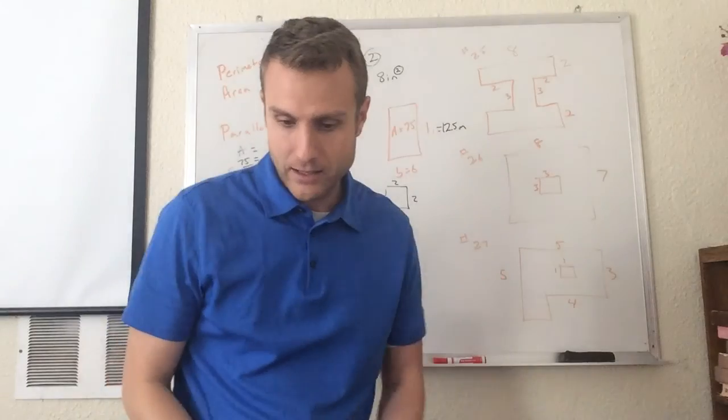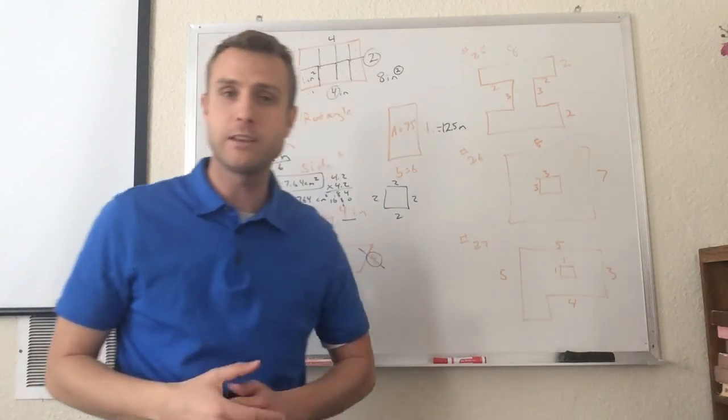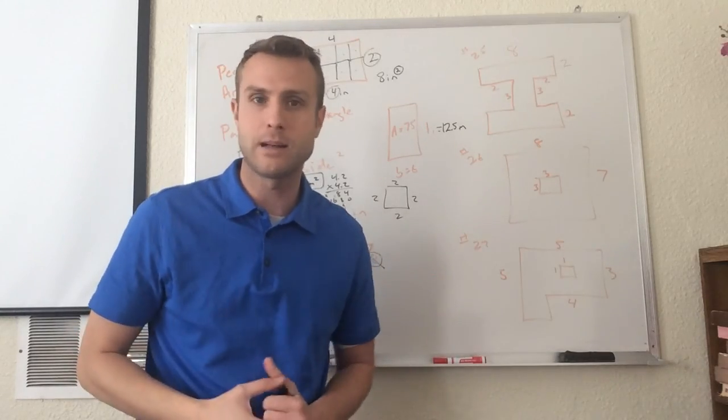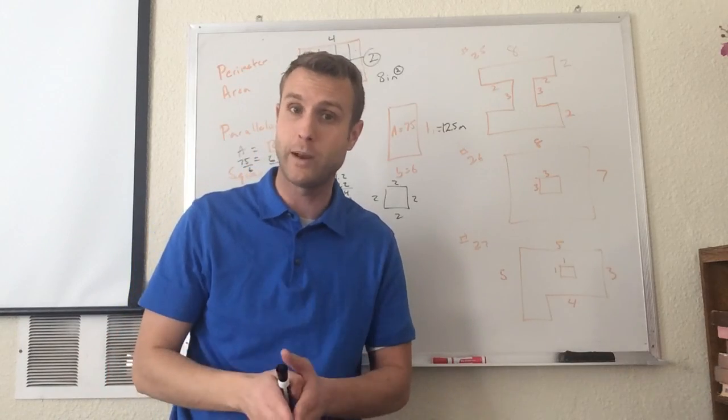Now, in your lesson, numbers 1 through 6, you're just finding the area of those figures. That should be really simple. If it's a rectangle, just multiply the length times the width. Multiply the two numbers. That's all you have to do. Make sure your label is squared.